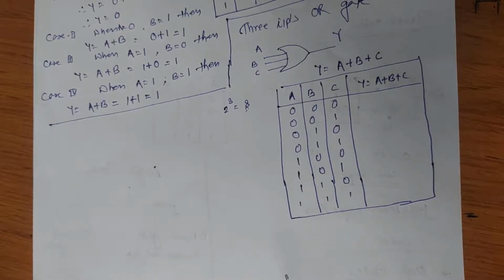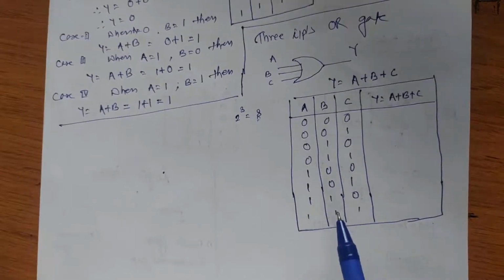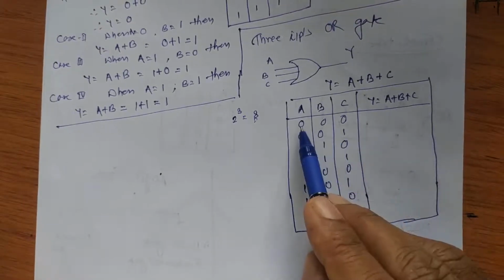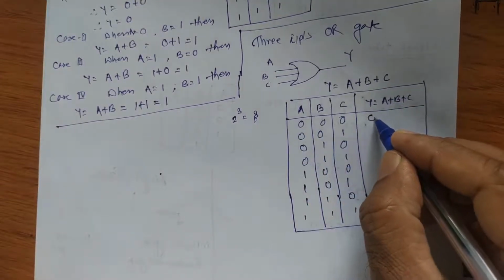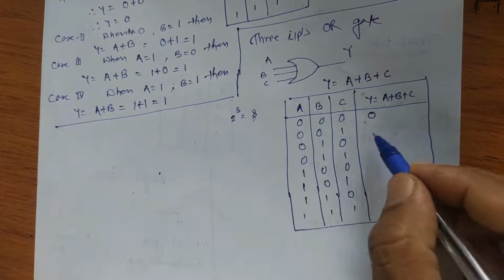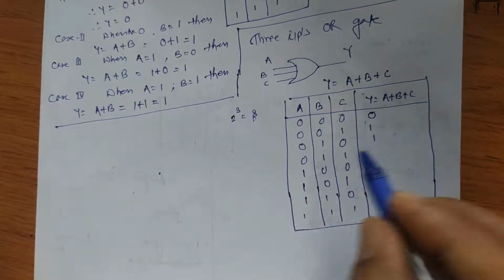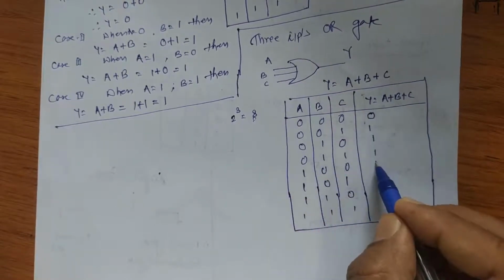We know the definition of the OR gate. When any input is high, output is high. Here all inputs are 0, so we get output 0. In the other rows, any input is high, so output is high.